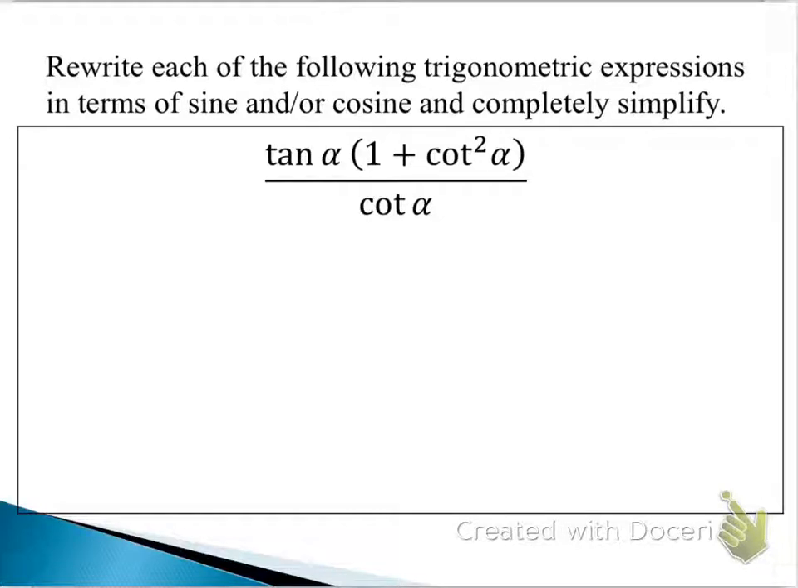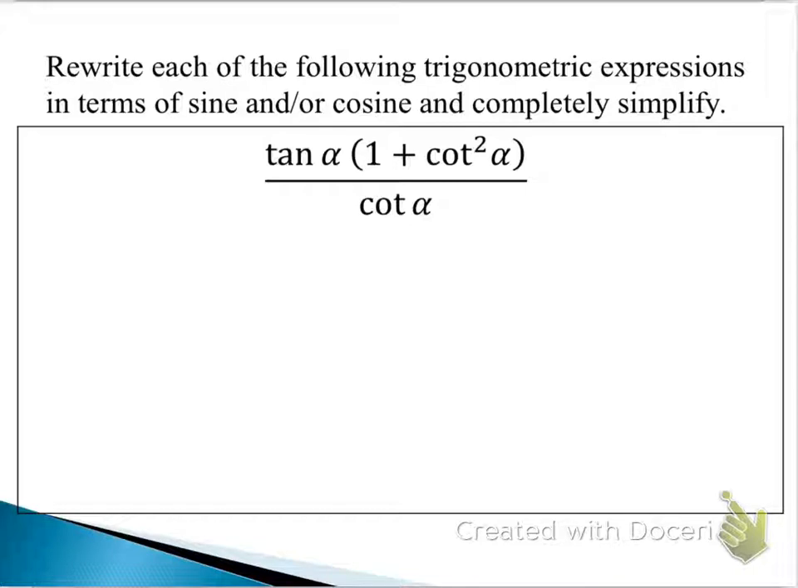All right, so we're continuing on. You're going to notice it's going to get really hairy. So that's the reason why I'm splitting this up into two parts. So we're going to rewrite trig expressions and get it completely simplified. I will work on getting it into sine and cosine, but I want to use the identity first.